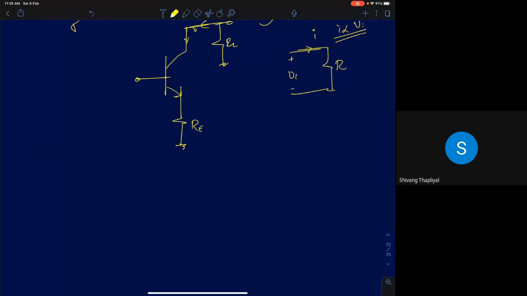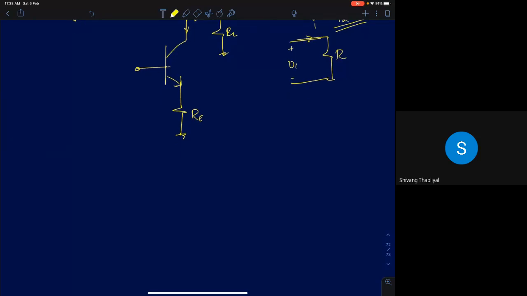If you take pure intrinsic silicon, what is the value of Ni? What does Ni tell you? What is intrinsic carrier concentration? What does it mean?